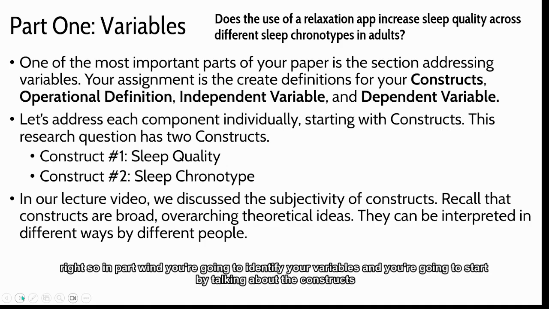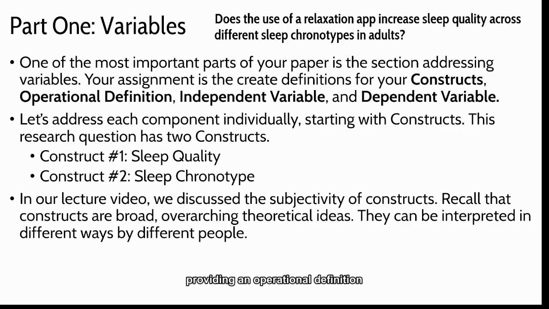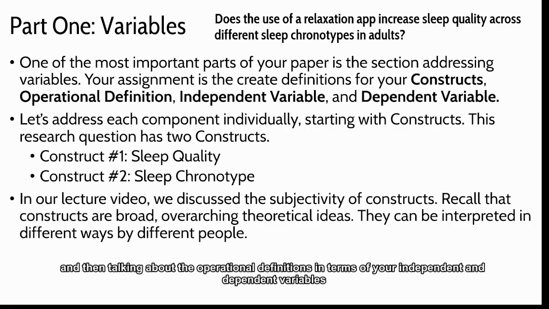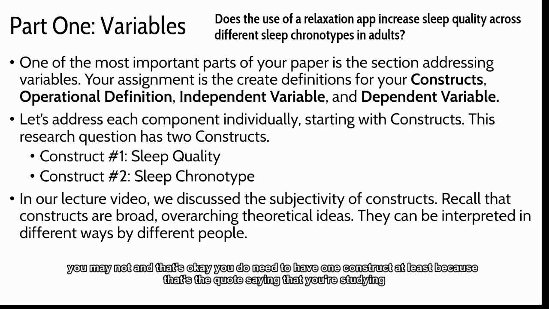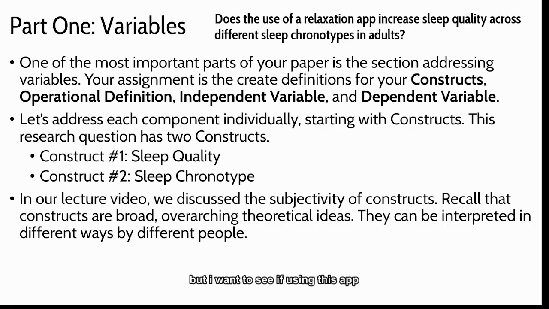All right. So in part one, you're going to identify your variables, and you're going to start by talking about the constructs, providing an operational definition, and then talking about the operational definitions in terms of your independent and dependent variables. So in my particular study, I happen to have two constructs. You may not, and that's okay. You do need to have one construct at least, because that's the quote thing that you're studying. But I want to see if using this app causes a difference in the quality in specific groups of people.